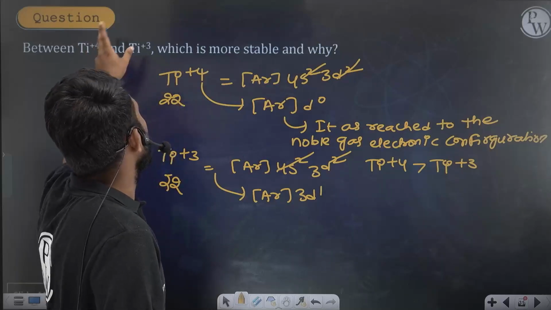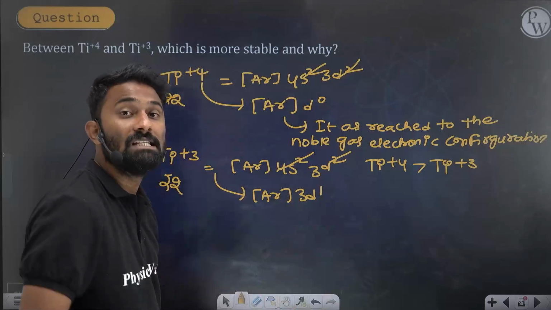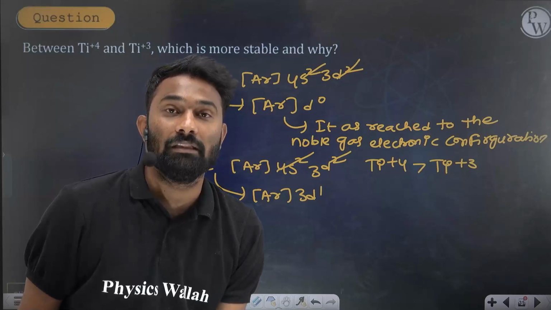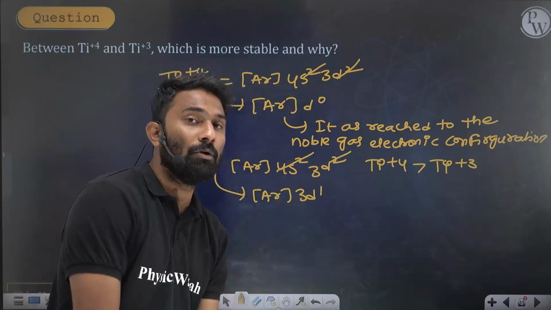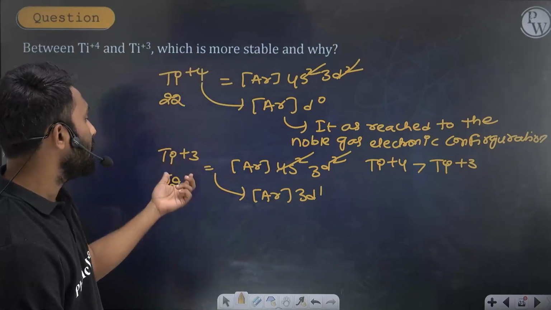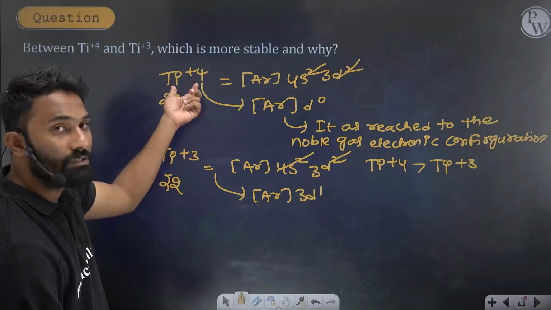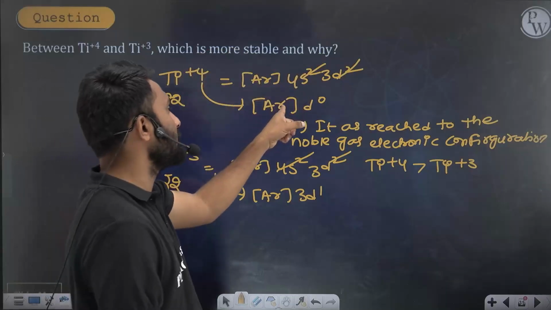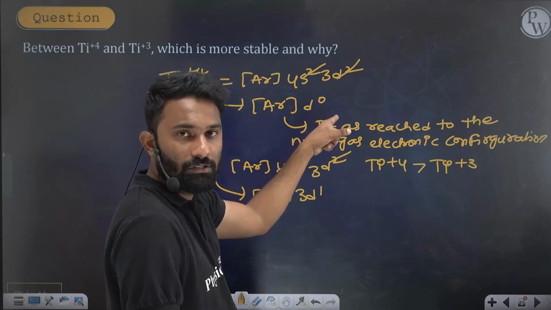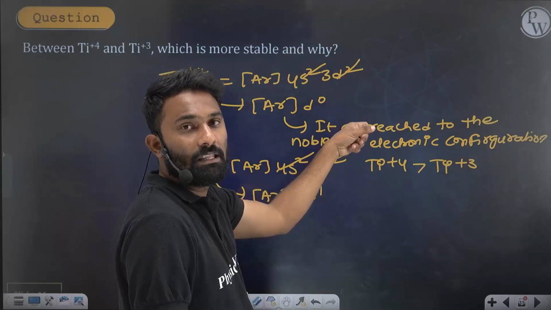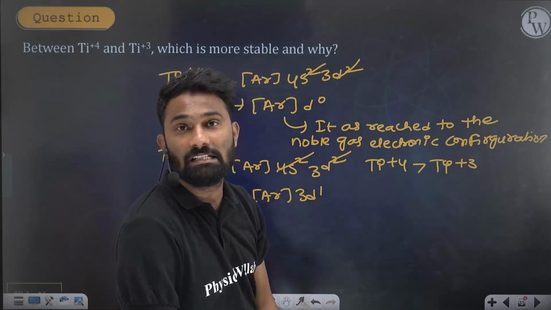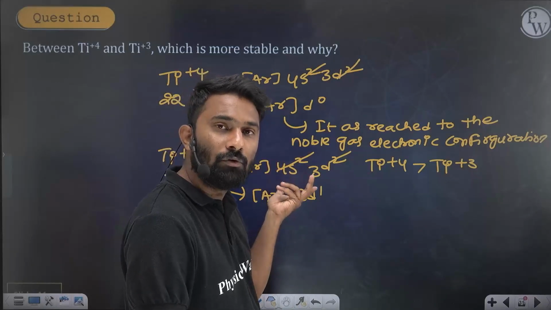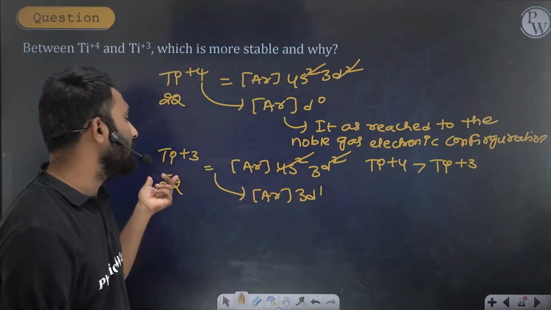And if they ask, between titanium plus 4 and titanium plus 3, which is a colored compound? Titanium plus 3 is a colored compound. Titanium plus 4 is a colorless compound. Why? Titanium plus 4, by losing the 4 electrons, has reached the d0 electronic configuration. Now d0 and d10 are colorless. That is why titanium plus 4 is colorless and titanium plus 3 is colored.